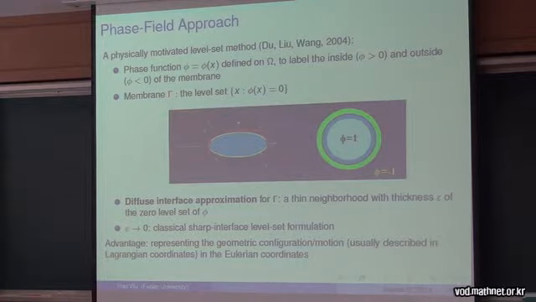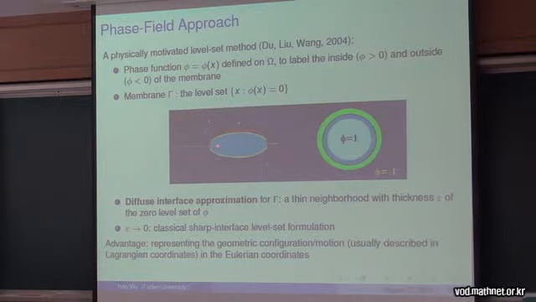So we do the regularization. This is called a diffuse interface. We replace the membrane with zero thickness by a thin layer. This layer is approximated by a small parameter epsilon. And then we can approximate the formation of the membrane by a smooth function called the phase field function. And when epsilon goes to 0, at least formally, you can think that this diffuse interface formulation will converge to the sharp interface level set formulation.